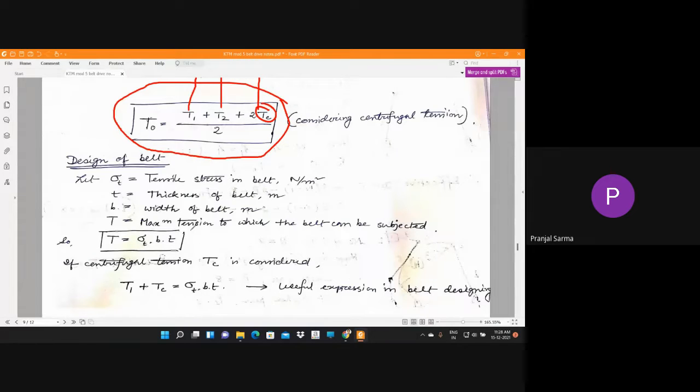And similarly, there is a very important relationship which is required while designing the belt. Belt designing, even in machine design, you will be requiring that.